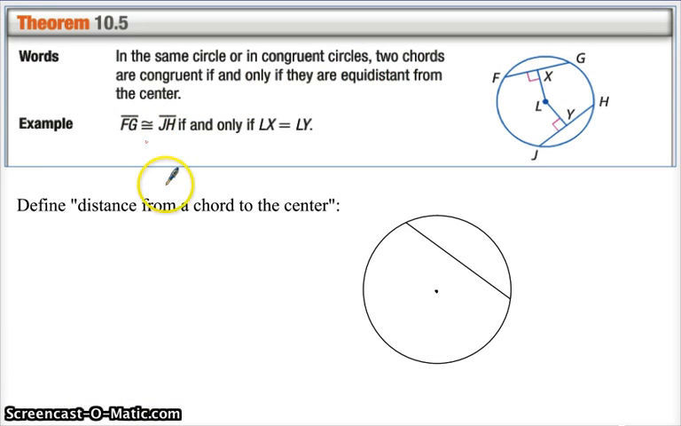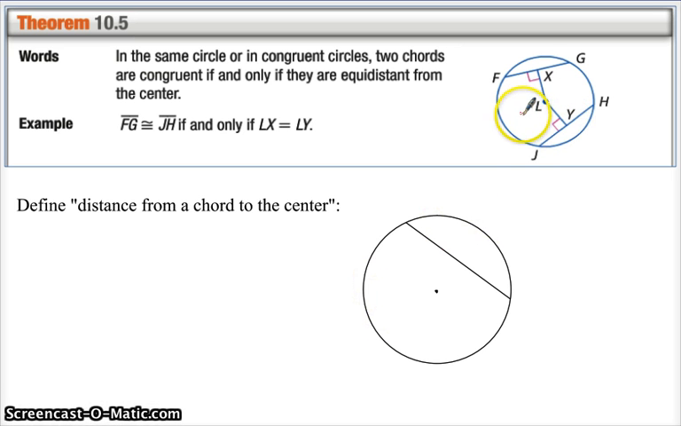Theorem 10.5: in the same circle or congruent circles, two chords are congruent if and only if they are equidistant from the center. This one, I'm going to redo down here. Again, it's a biconditional. It's about FG, the segment, being congruent to JH, the segment. That goes hand in hand with the fact that LX is congruent to LY. So the same distance from the center means this.